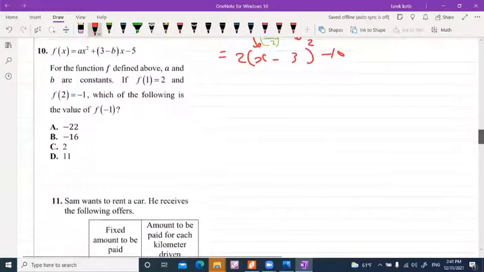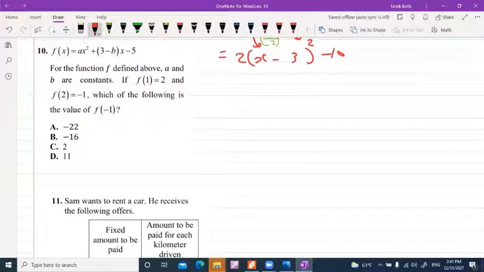f(x) equals ax squared plus 3 minus bx minus 5 for the function f defined above. A and b are constants. If f(1) equals 2 and f(2) equals negative 1, which of the following is f(-1)?